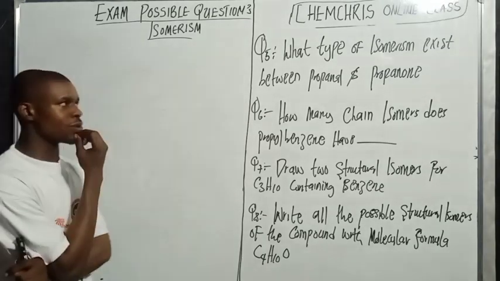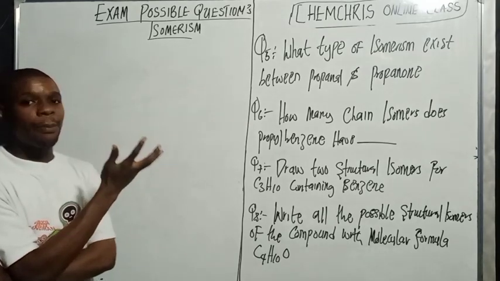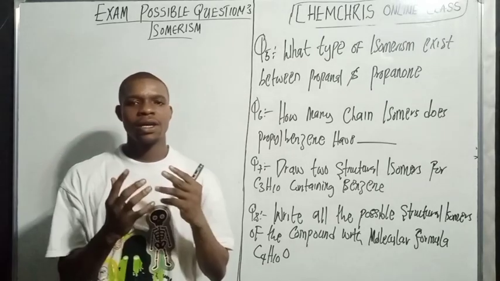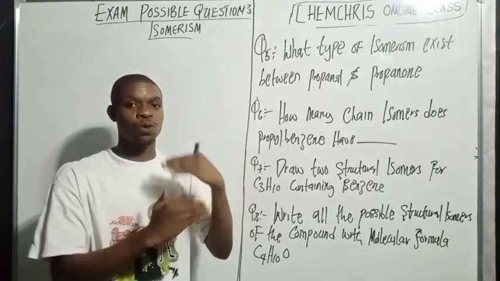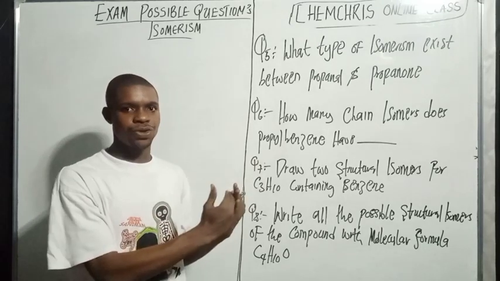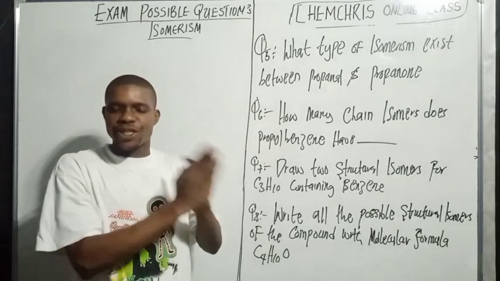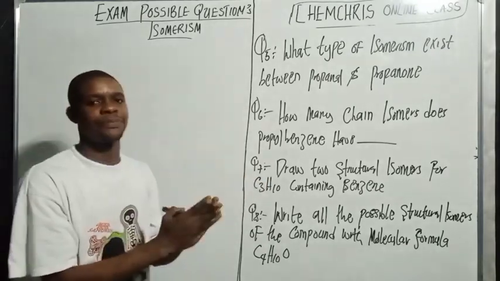So now look at the first one. They say, what type of isomerism exists between propanol and propanol? That is why, as an organic chemistry student, if you want to pass organic chemistry very well, like you want to score A and B, or you want to have excellent results, you must know the nomenclature of organic compounds. That should be your first thing.